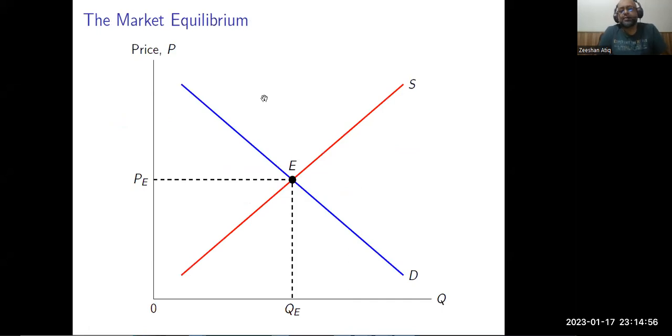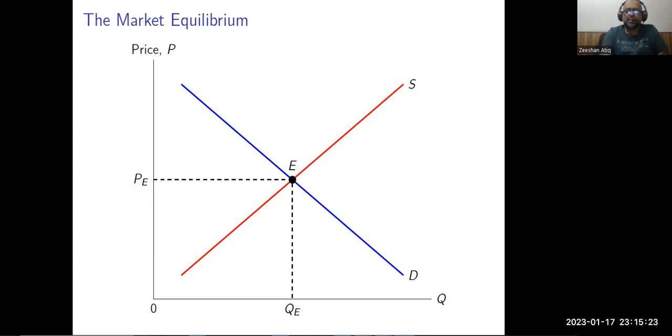Look at these diagrams. The blue curve, the downward sloping demand curve, shows all those quantities which consumers are willing to buy at different prices. Whereas the red curve, the supply curve, shows all those quantities which producers are willing to supply at different prices. Now, the point where they meet, the point E, shows the quantity which consumers are willing to buy at price PE, and the producers are willing to supply at price PE.